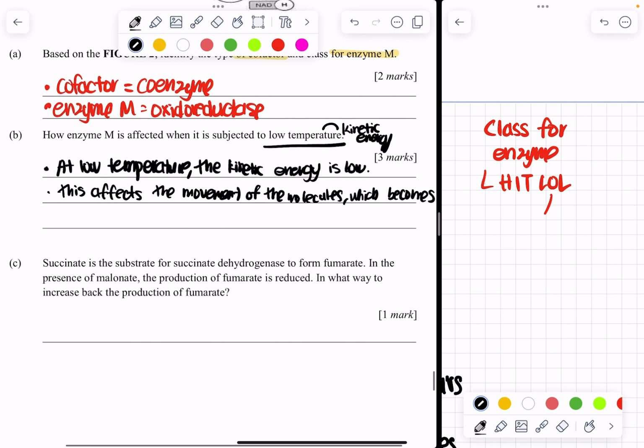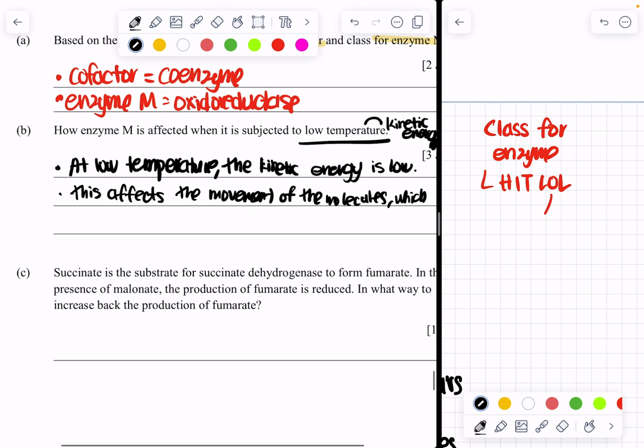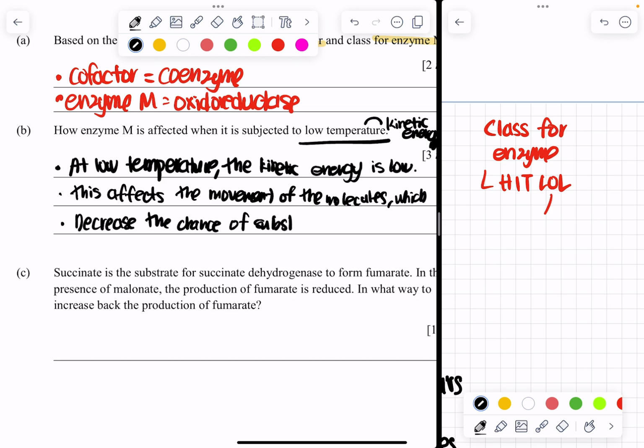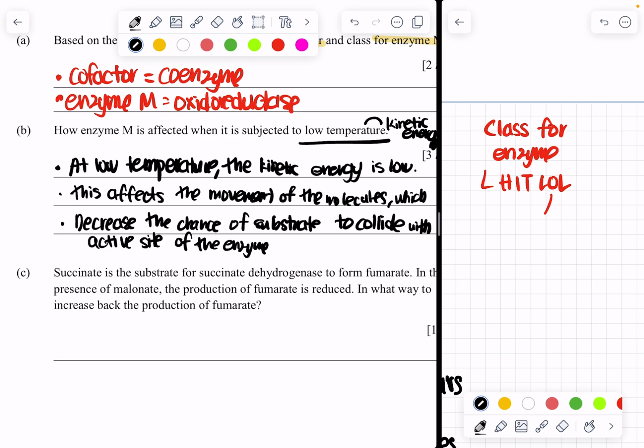We need another one. So when the molecule is too slow, this actually decreases the chance of substrate to collide with what? To collide with the enzyme, or with the active site of the enzyme. That is better. Because the substrate has to bind to the active site of the enzyme. Done. 3 marks here.